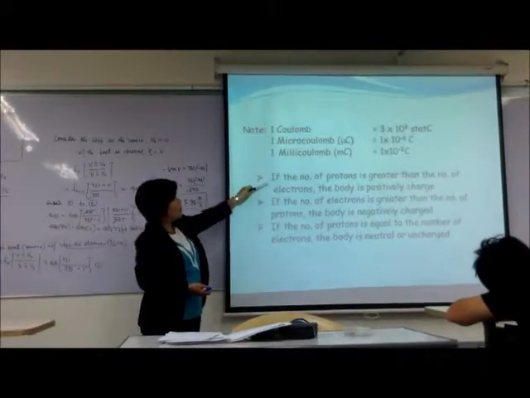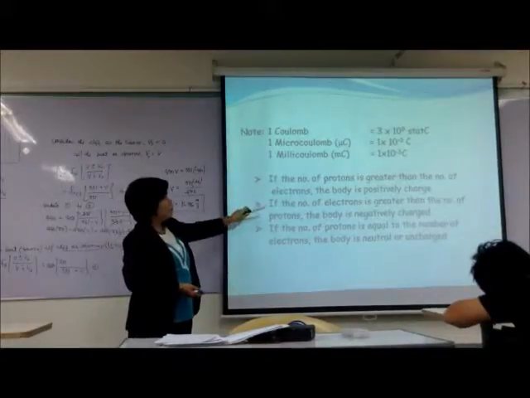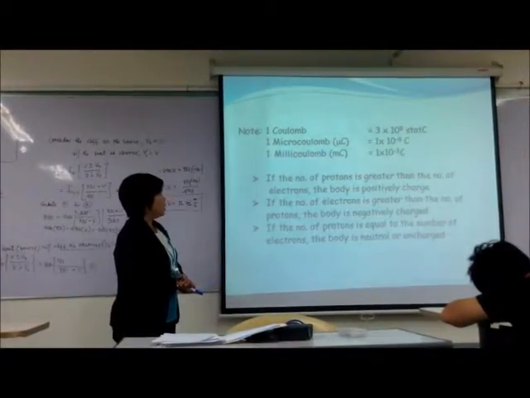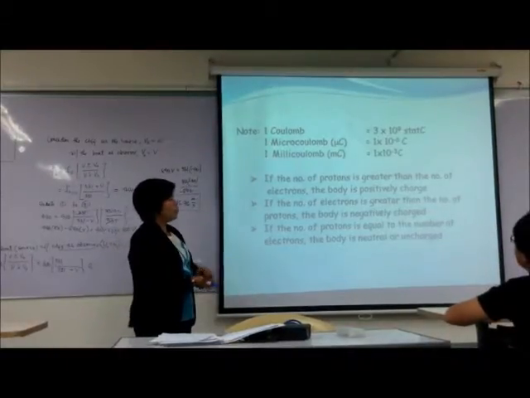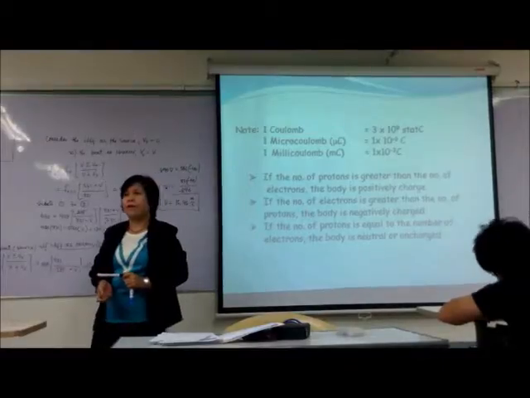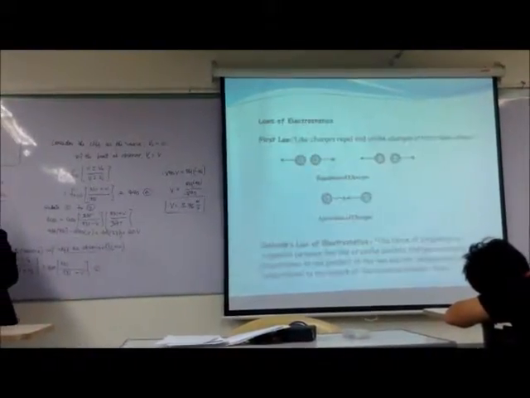What will happen to the body if protons will be exceeding in number, or if electrons will be the ones greater in a body? And the body is said to be neutral or uncharged if the number of protons is equal to the number of electrons in it. So we call it a neutral or uncharged body.